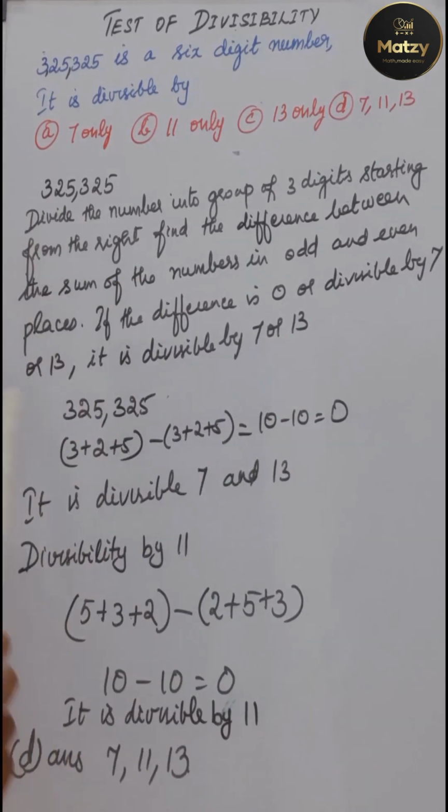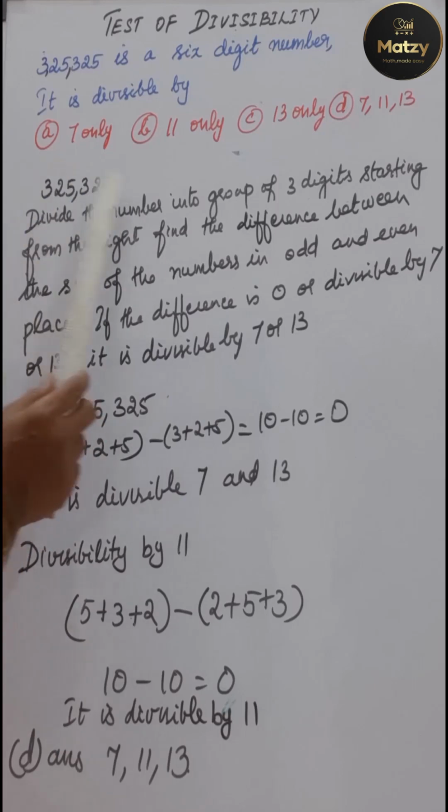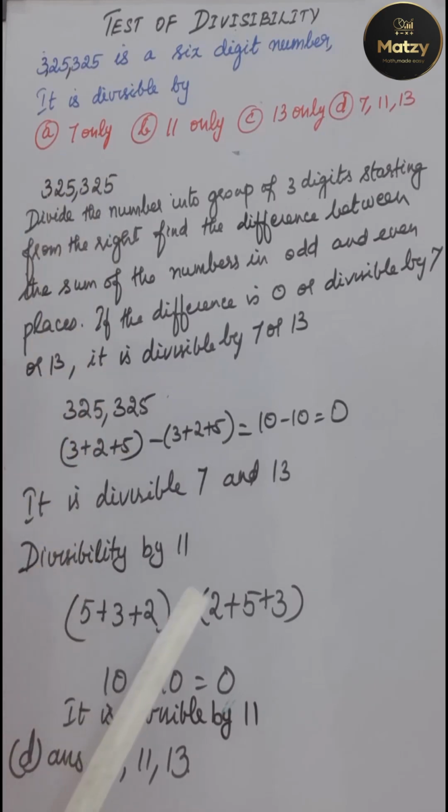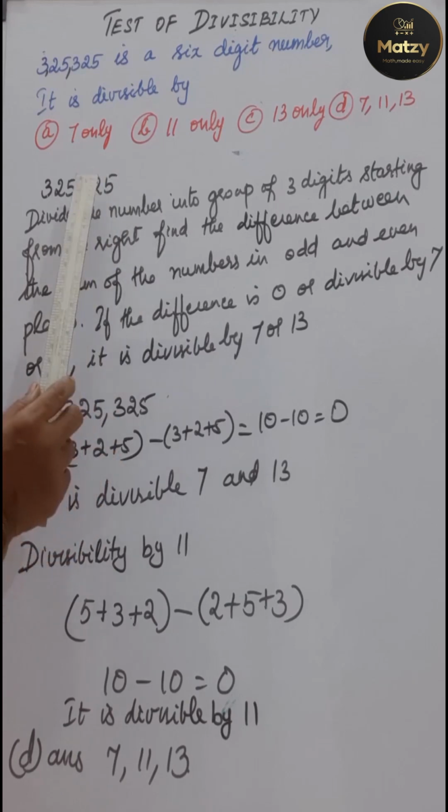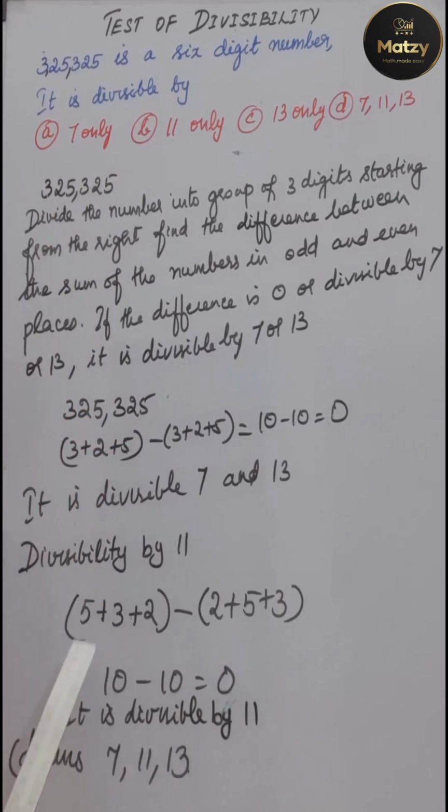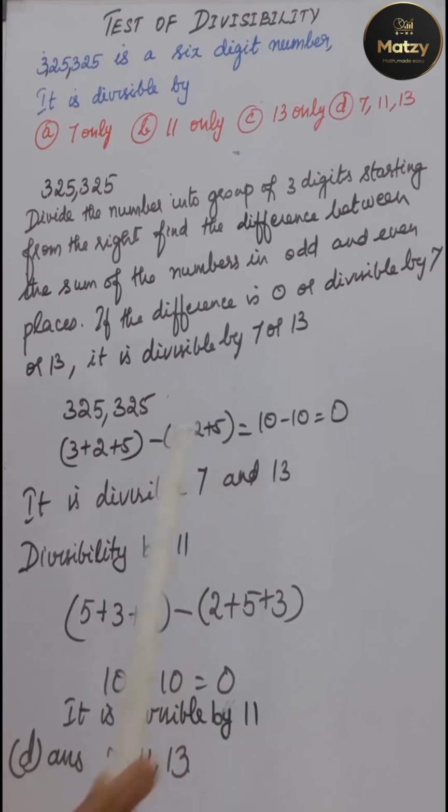Next you have to find out whether it is divisible by 11 or not. For that you have to find out the difference between the sum of the digits in the odd places and in the even places. If the difference is 0 or it is divisible by 11, then the full number is divisible by 11. See, I am writing the sum of the digits in the odd places starting from the right. So 5 plus 3 plus 2 minus the sum of the digits in the even places, 2 plus 5 plus 3. After subtraction I got 10 minus 10 is equal to 0. The difference is 0. So this number is divisible by 11 also.